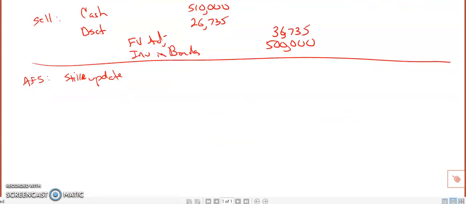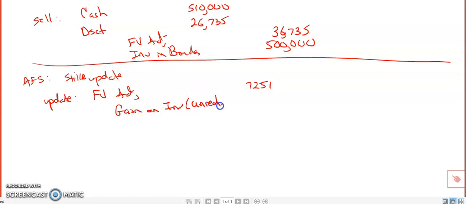All right, so my journal entry to update would still be fair value adjustment for the 72.51 to update that account, and then we would have gain on investment, unrealized. And remember, this goes through other comprehensive income. Now, remember, other comprehensive income flows through to accumulated other comprehensive income, which is in the equity section of our balance sheet. Notice we haven't recorded anything on the income statement.